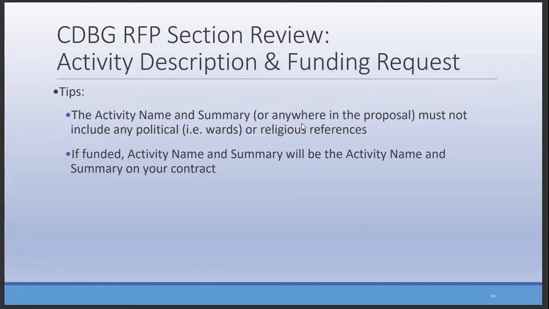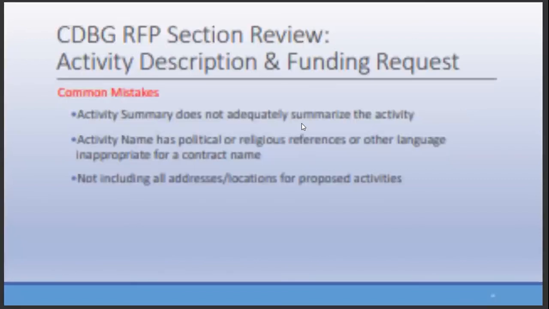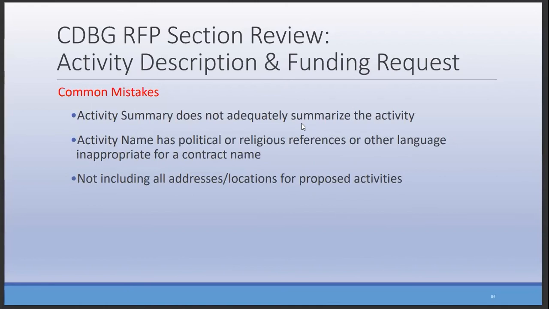The name of your proposal becomes important should your agency have multiple proposals. The name of each proposal should be uniquely identifiable in the event that both are awarded funding. Common mistakes are that the activity summary does not adequately summarize the activity, or the activity name has political or religious references or other language inappropriate for a contract name.